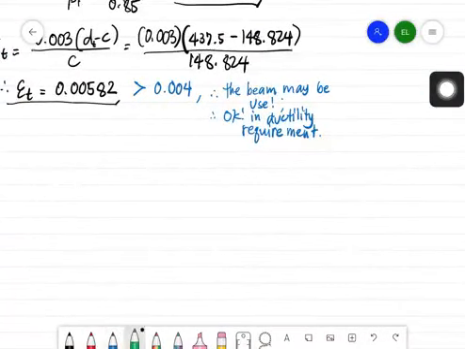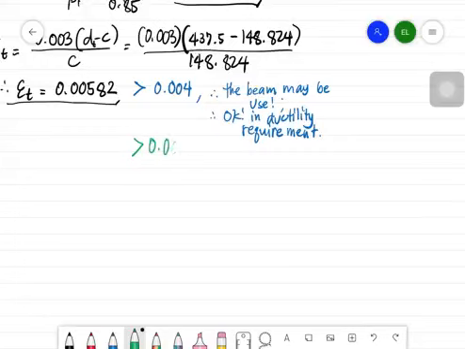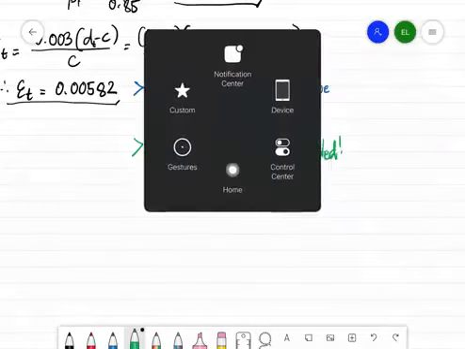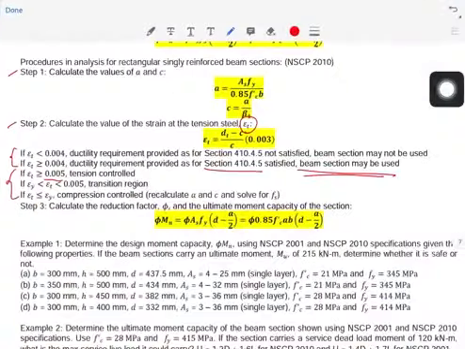Okay, so let me draw this one. So this is greater than 0.005. Therefore, this is tension controlled. So since that is tension controlled, we may now proceed to our last step, which is to calculate the reduction factor.